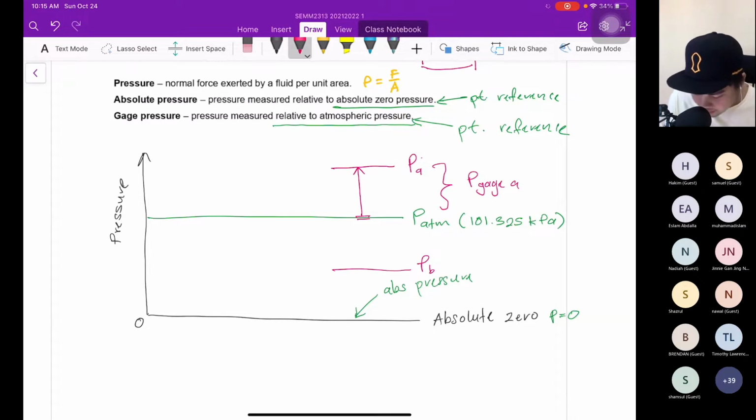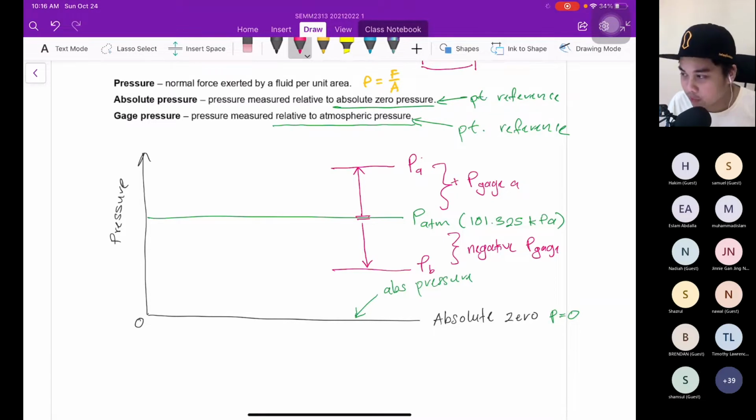What do you think of B? Is it the gauge pressure as well when we refer from here to here? Anyone? Absolute pressure. Okay, you can see the value there is negative, negative P gauge. You can say this one is positive P gauge. Sometimes we don't say positive, we just call it P gauge.